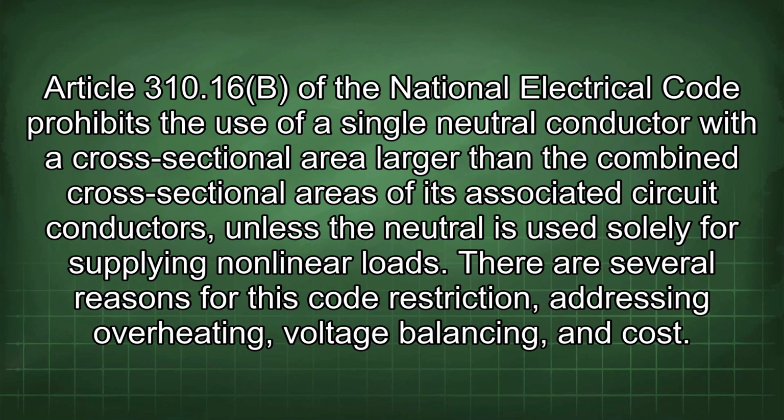Article 310.16b of the National Electrical Code prohibits the use of a single neutral conductor with a cross-sectional area larger than the combined cross-sectional areas of its associated circuit conductors unless the neutral is used solely for supplying nonlinear loads. There are several reasons for this code restriction addressing overheating, voltage balancing, and cost.